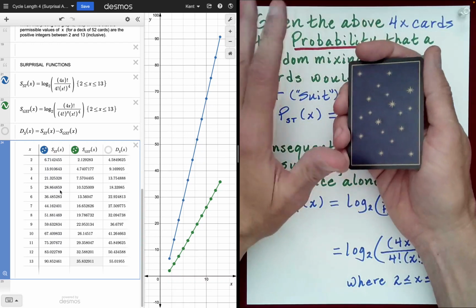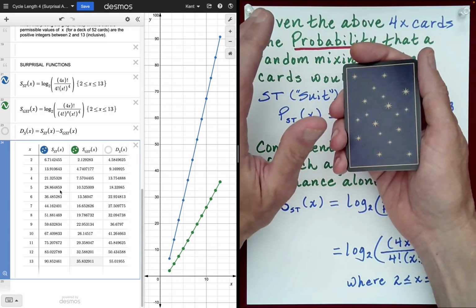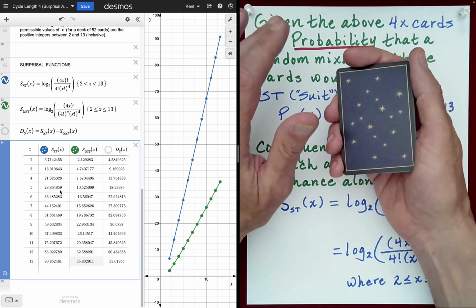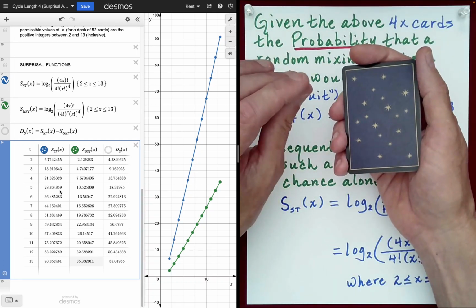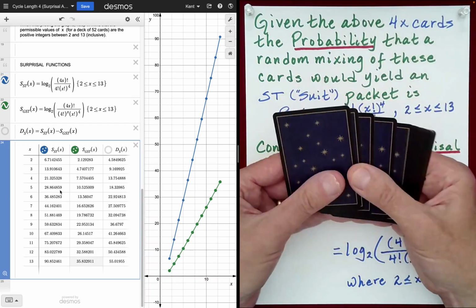Now, we finished our Gilbreath shuffle, okay? So we started with a cyclic packet. We performed the Gilbreath shuffle. So now the Gilbreath principle is in force. Well, what's the Gilbreath principle? Well, it's what we've been doing.